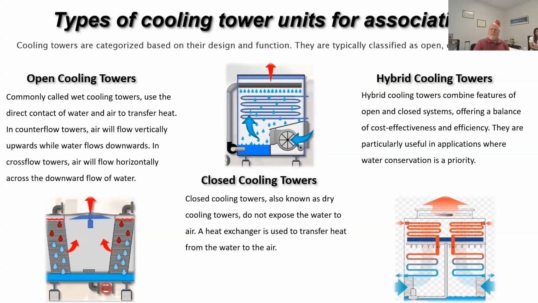There's a number of different types of towers that are out there. We have the open cooling tower, which is what is used with the vast majority of condominiums out there. There are a couple of different types of open towers. We have cross flow and counterflow, which means the way the airflow versus the way the water flows in the tower. The air flows across the water flow, and in the counterflow tower, it actually flows counter to the water flow.